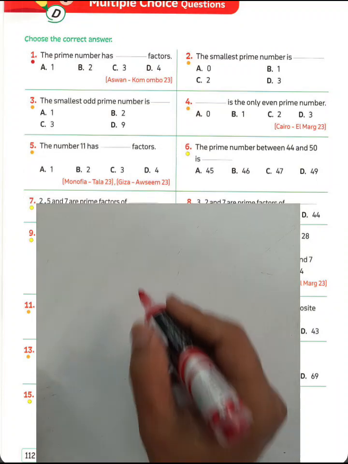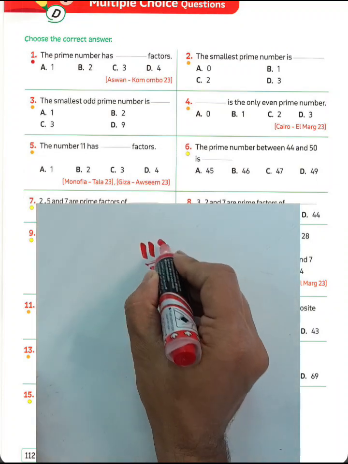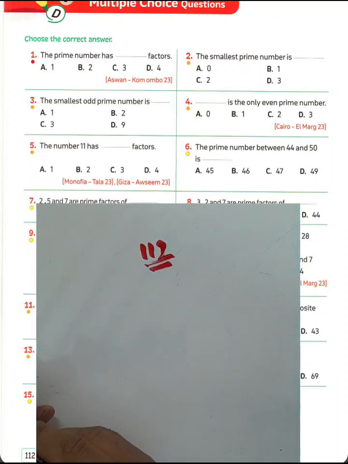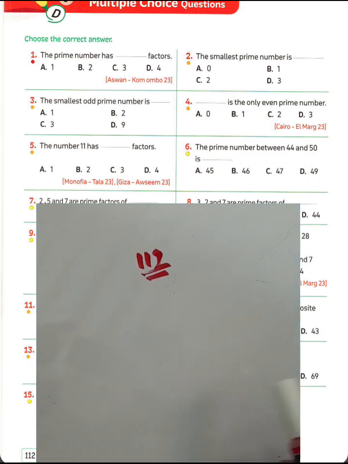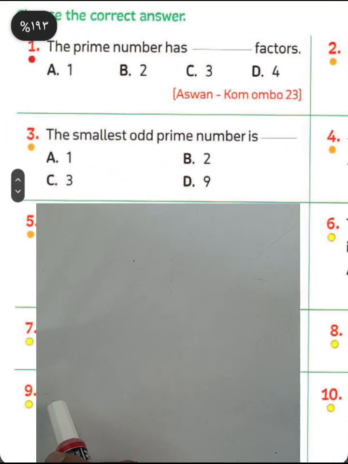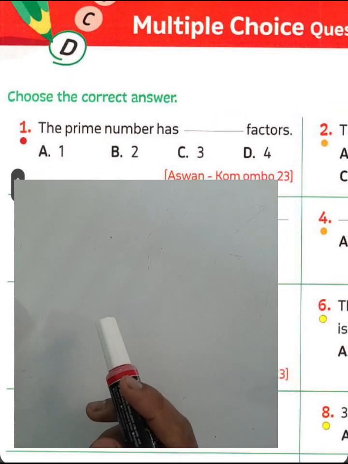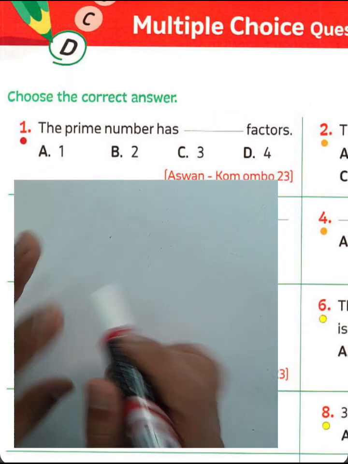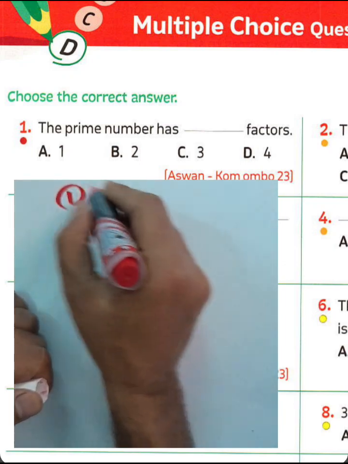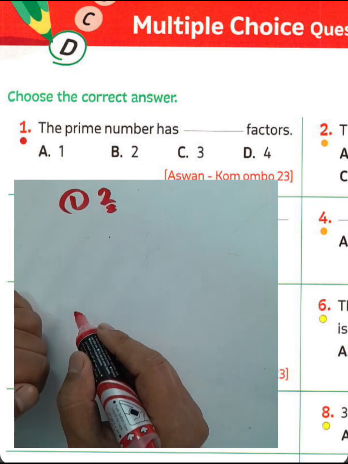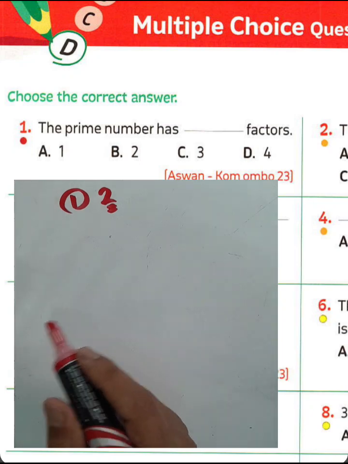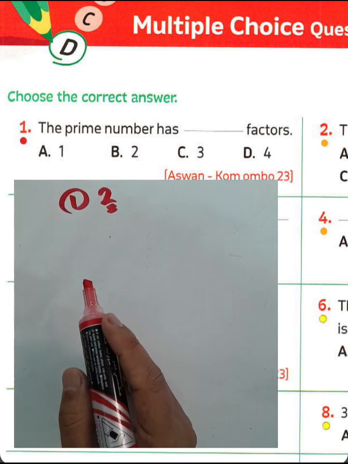Of multiple choice questions from page 112. Look with me at question number 1. The prime numbers have these factors. The prime number has two factors. Any prime number has only two factors, it can be divided by itself and one only. Question number 1, we have prime numbers such as 2, 3, 5, 7.